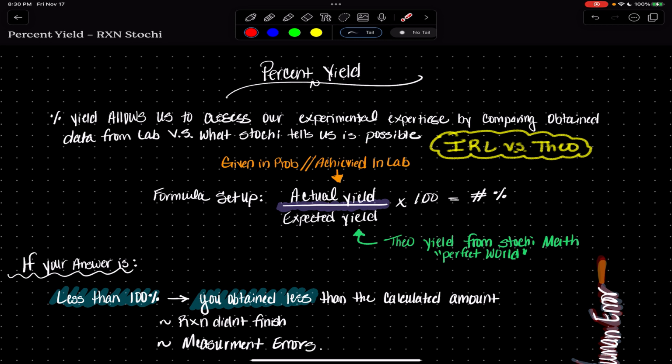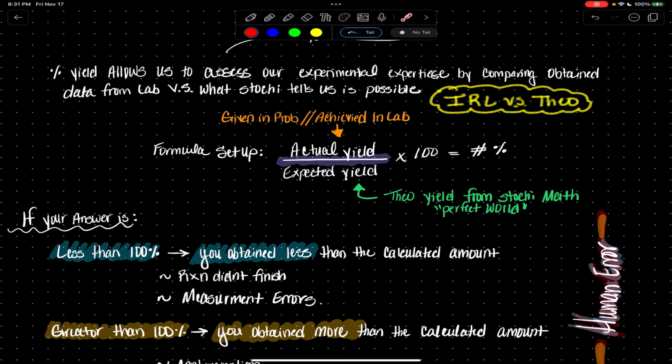Our goal is to get the lab value as close as possible to the stoichiometric value. Think about it in terms of in real life versus theoretical yields. The in real life part, that's what's coming from the lab. You actually going through and doing the protocol. The theoretical yield is what we get from the stoichiometry math. And you can basically sum up all types of percent yield from this simple setup. It's your actual over your theoretical times 100 gives you that some number of percent.